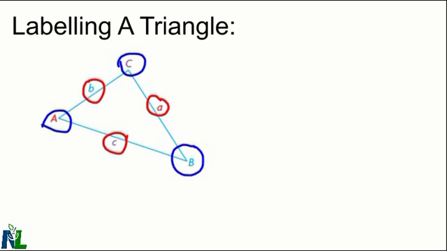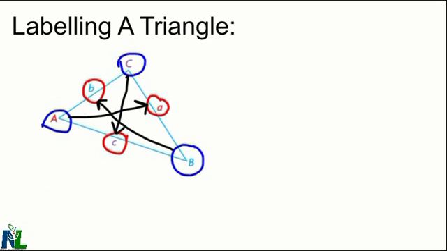So what we should notice here is that straight across from angle A, we have side A. Straight across from angle B, we have side B. And straight across from angle C, we have side C. So this is how we properly label a triangle.